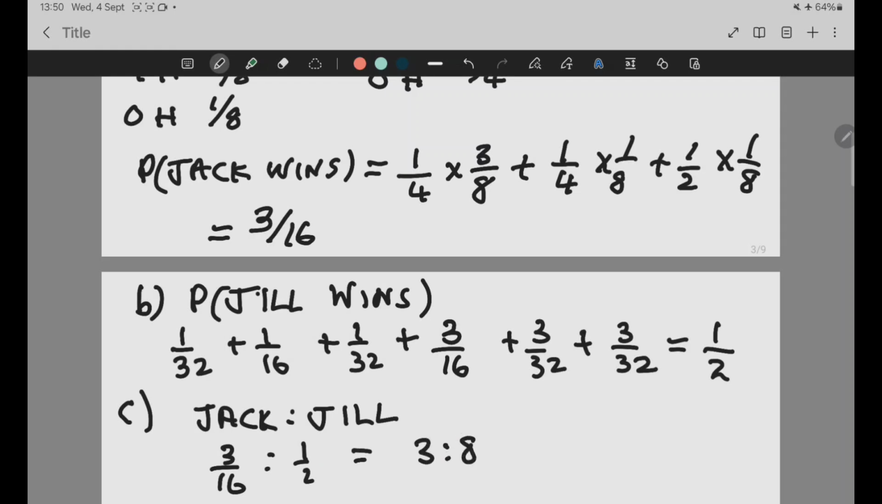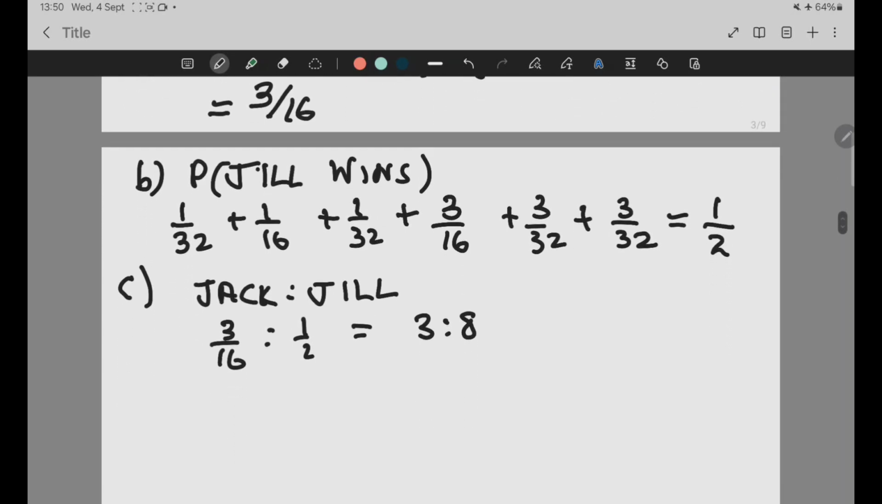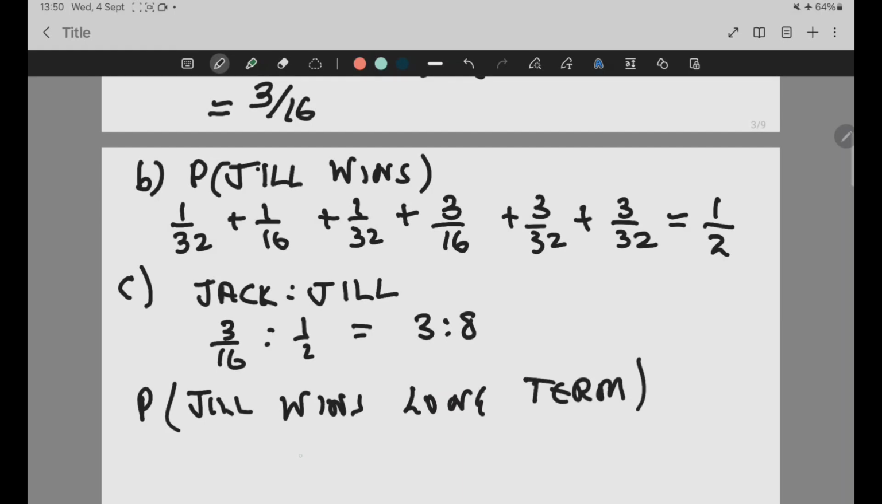3/8. So the probability that Jill wins long term, so eventually, will equal, there's 11 parts to that ratio, and 8 of them are in favour of Jill, so that would be 8/3 plus 8, which is 8/11. And that's our final answer.